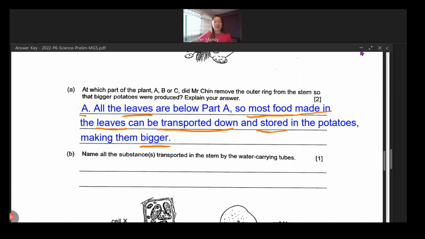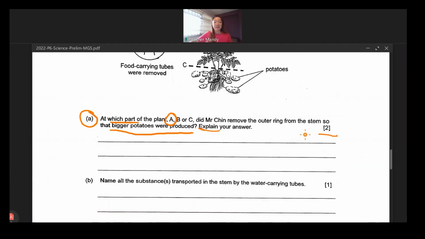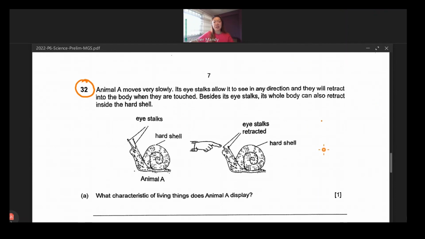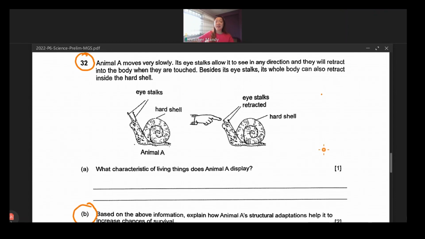We're going to look at 32B. So this is actually a question on adaptations of animals. So animal A moves very slowly, so it's actually the snail. Its eye stalks allow it to see in any direction, and they will retract into the body when they are touched. So generally, it's a self-protecting mechanism protecting the eyes. Besides its eye stalks, its whole body can also retract inside the hard shell.